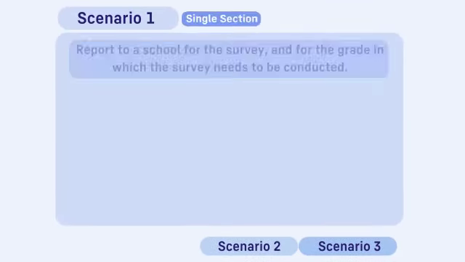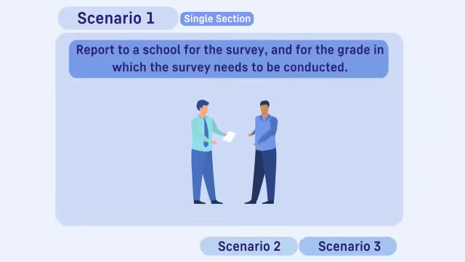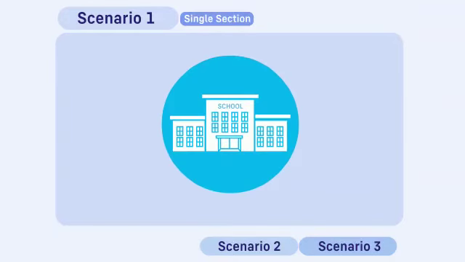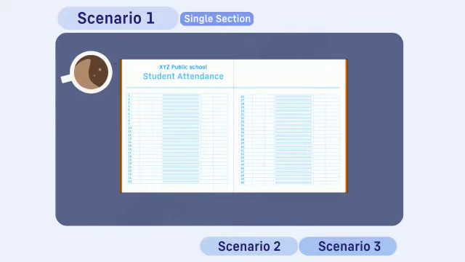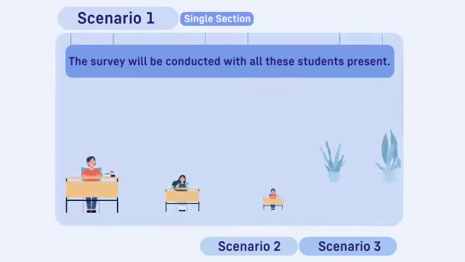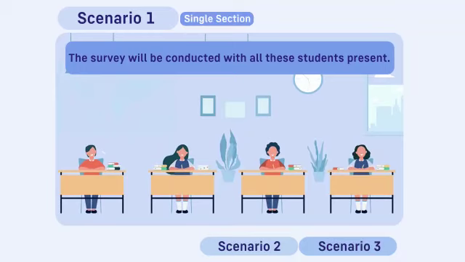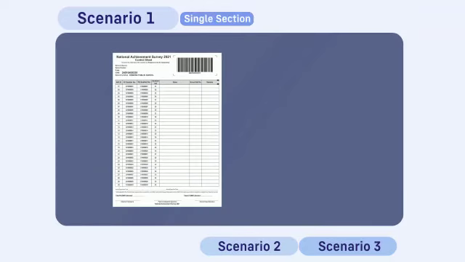Scenario 1. You report to school for the survey and for the grade in which the survey needs to be conducted, there is only a single section. For example, in XYZ public school, for grade 3 survey, there is only one section, section A. Now in section A, if there are 30 or less than 30 students, then the survey will be conducted with all these students present. Update the control sheet accordingly with help of the student attendance register.